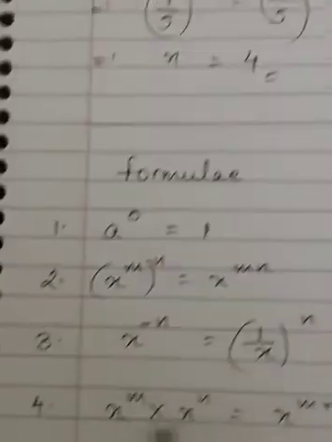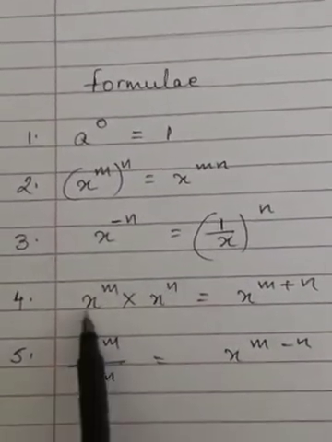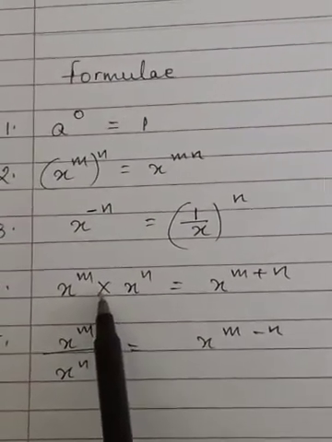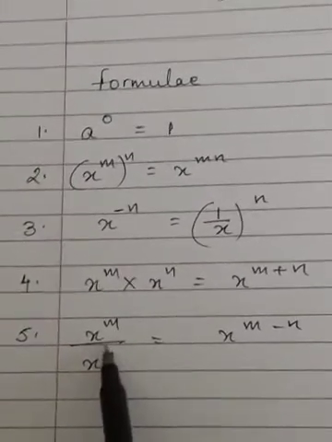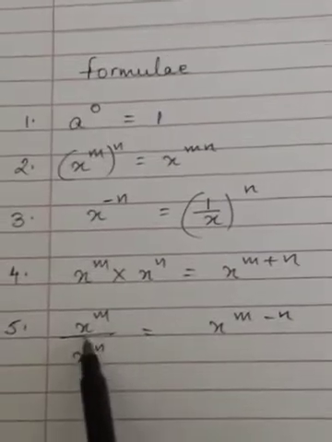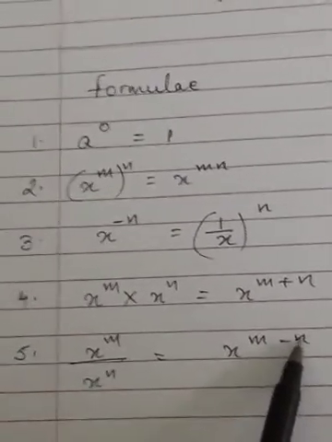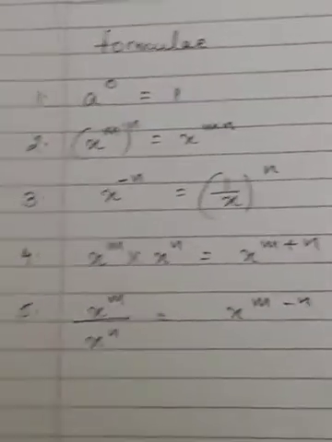If you have the same bases, powers are added. x to the power m into x to the power n, you see the base is the same, x, then powers are added. But only if the multiplication sign is there. If there is a division sign, then we subtract the powers for the same base. x to the power m over x to the power n is equal to x to the power m minus n. These first three formulas today will be used in the questions that I'll be solving.